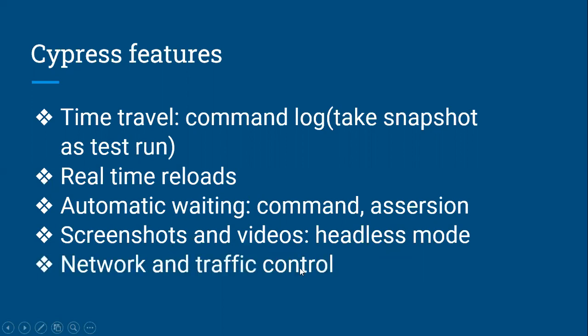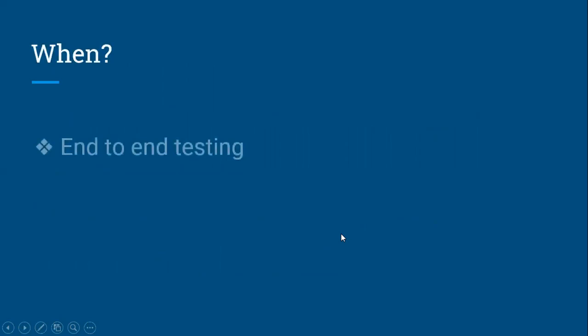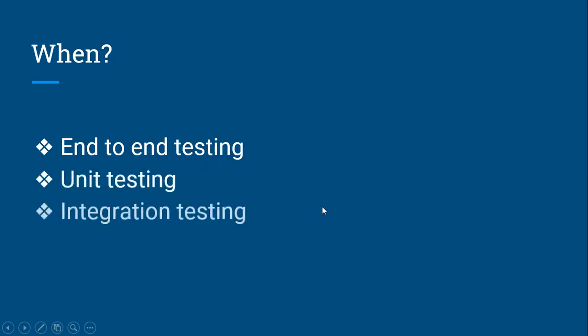The next is network and traffic control. Cypress can handle network and traffic control. You can modify the request and response, and no need to install any kind of external library. So Cypress is used for end-to-end testing, unit testing, and integration testing. So it is used for QA, and also for developers.